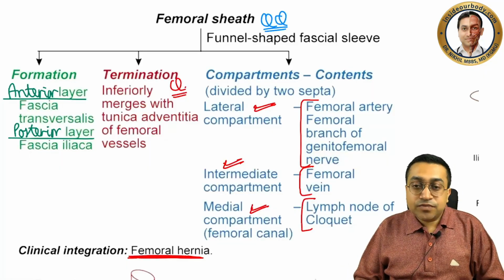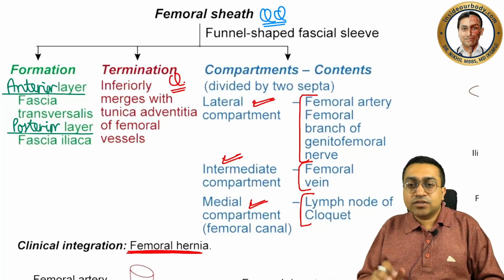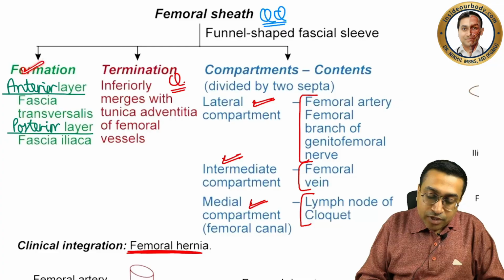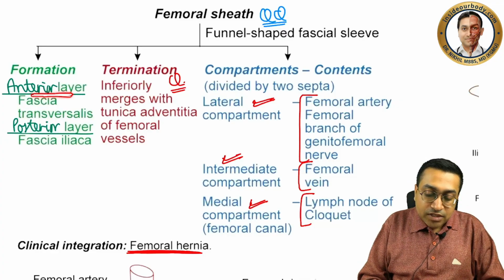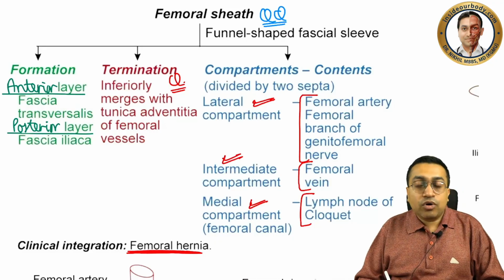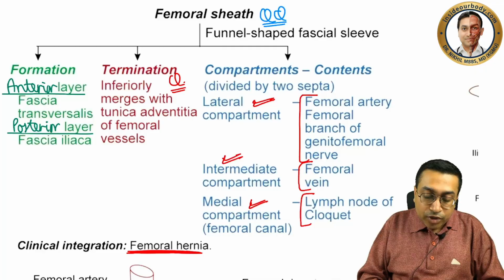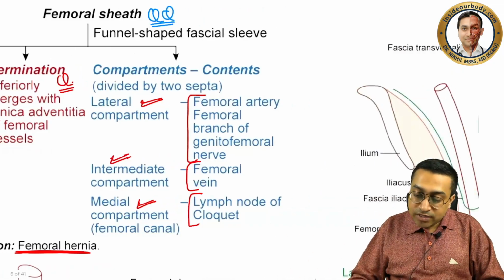So now as we have seen the structures in 3D, it will be quite easy to understand the structures in the form of a flowchart. For the femoral sheath, first we need to understand its formation. The anterior layer of this femoral sheath is derived from, or is a continuation of, the fascia transversalis, and the posterior layer is the continuation of the fascia iliaca. I will show you in a photograph to understand this better.